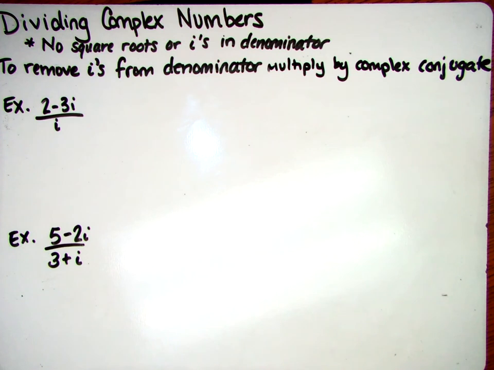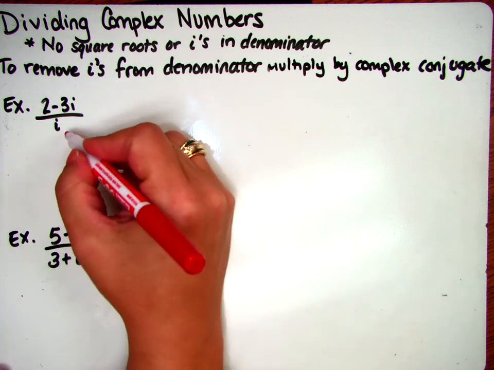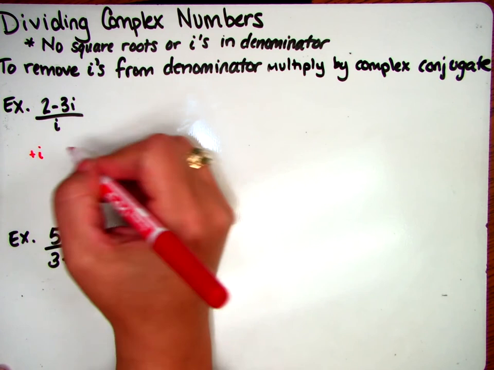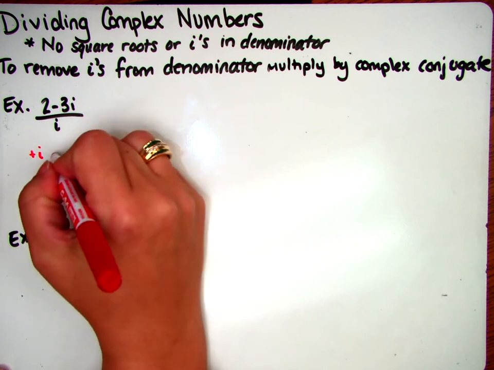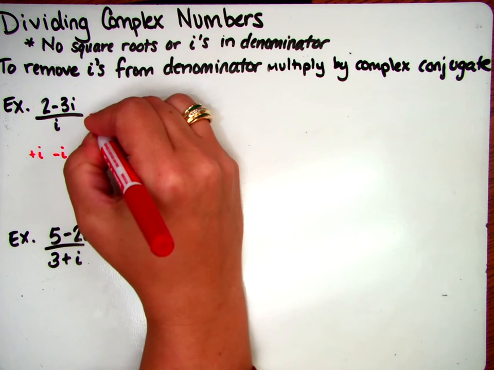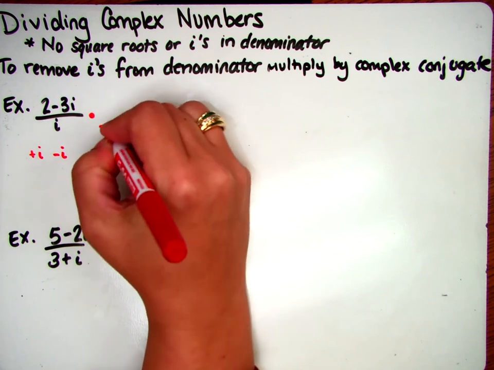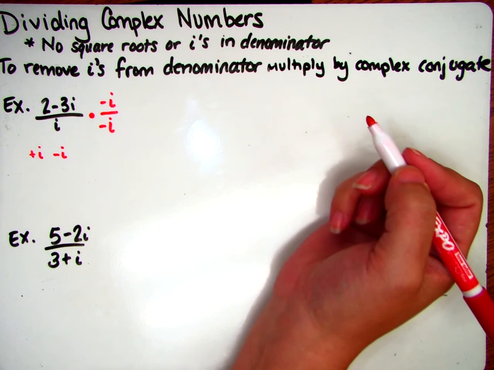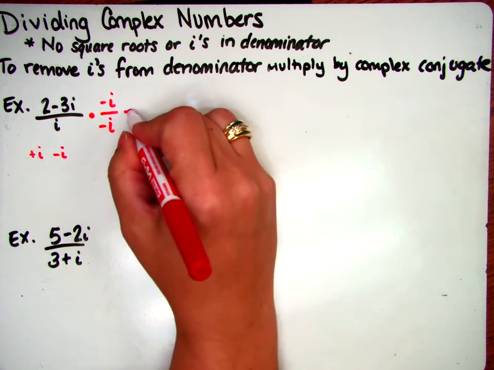So we look at our denominator and say, all right, what is the complex conjugate of i? Well, if this is a positive i, the complex conjugate is going to be a negative i. So you're going to multiply by negative i, and because we're dealing with a fraction, you have to multiply the top and the bottom.